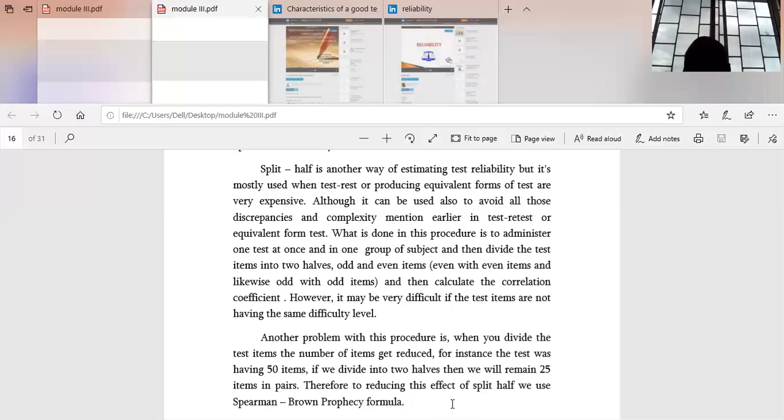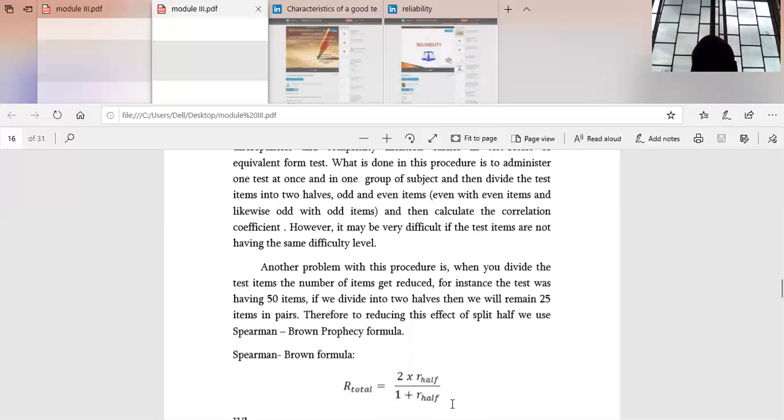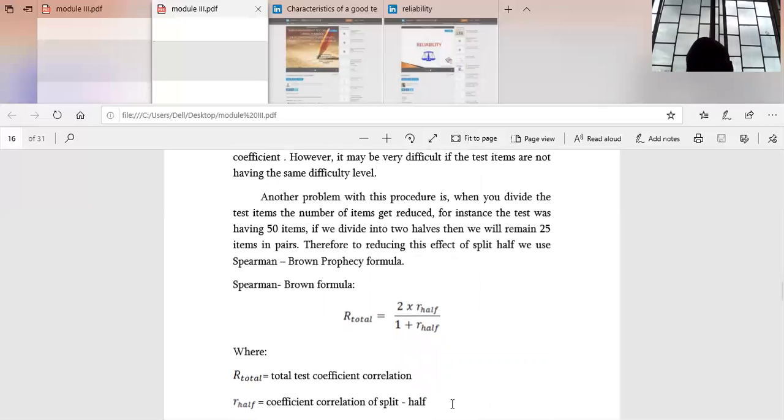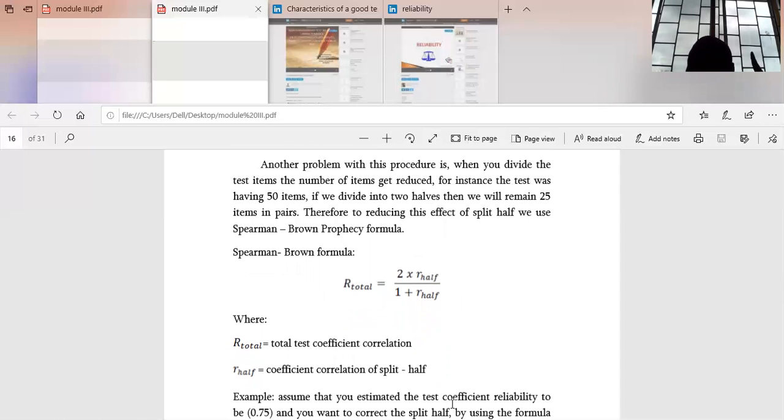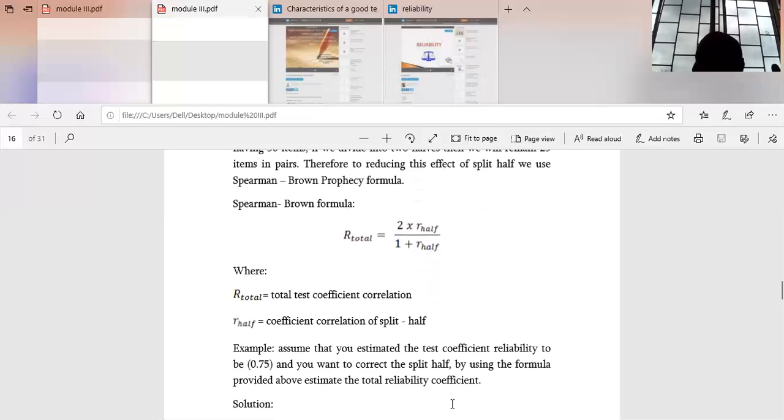Therefore, to reduce this effect of split-half, we use the Spearman-Brown Prophecy formula. How? The total test reliability coefficient is equal to 2 times r, where r is the correlation coefficient of the split half, over 1 plus r. Let's take an example. That's the general idea. You are going to see it later in a calculation, with numbers, where you divide the test in half and then calculate r.